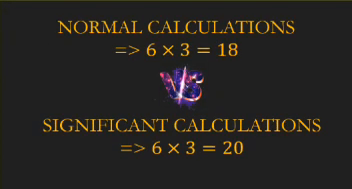Here, in normal calculations 6 into 3 is equal to 18, but in significant calculations, or you can say calculations considering significant figures, 6 into 3 will be equal to 20. This is the difference, a huge difference between the two numbers. On one side 6 into 3 is equal to 18, and on the other side 6 into 3 is equal to 20. A huge difference between those. Okay, now let us examine why there is so much difference. So let's move on.